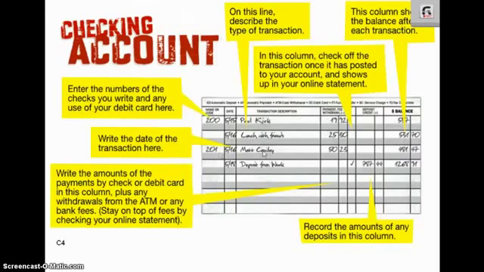Check number 201 to Matt. Looks like we wrote that check for $50.23, and there's your running total. Here's a deposit, so we take this plus this, okay, to get our $1,268.94. So this is the old-fashioned sort of way of doing it.